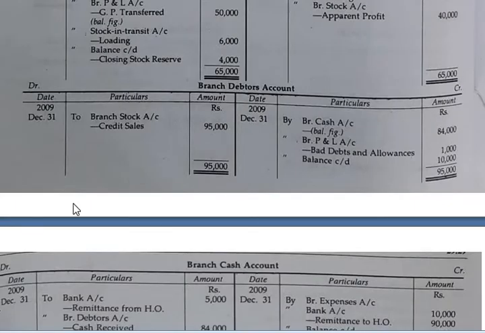Now the next ledger is the branch debtors account. Since it is a new branch, there is no opening balance. But if you look on the debit side, you have to branch stock account, that is the credit sales being transferred from the stock account. Then on the credit side, by branch cash account, so this is the cash collected from debtors. If you look at the problem, the cash collected from debtors has not been given. So the remaining balance from this ledger will give the cash collected from debtors for rupees 84,000.